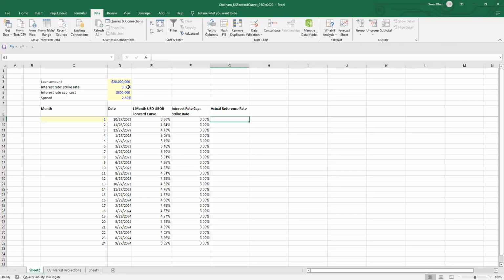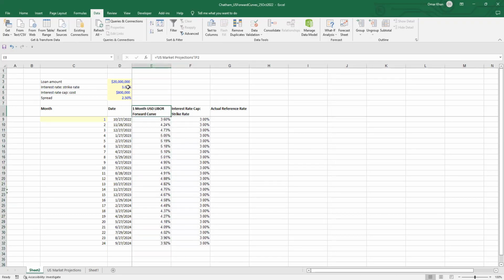What this means over here is that anytime the rate is above 3%, our counterparty is going to pay, right? So we bought a rate cap, it's called a tight rate cap, which means it's much tighter. A wider rate cap, we're going to get to it, is the exact opposite. So anytime this US LIBOR forward curve is above 3%, our counterparty is going to pay for it.